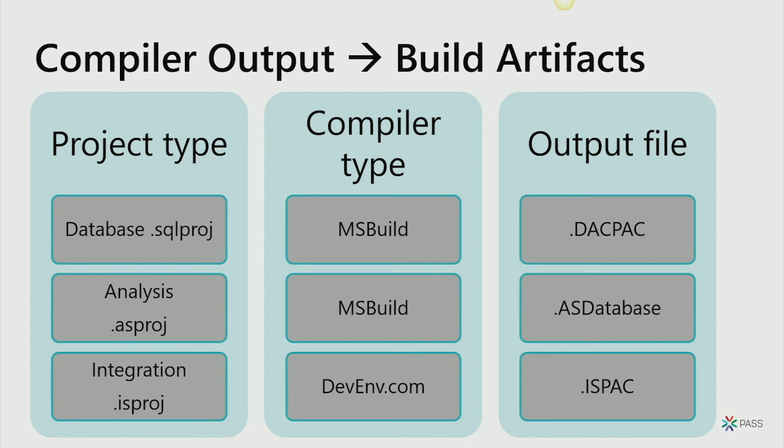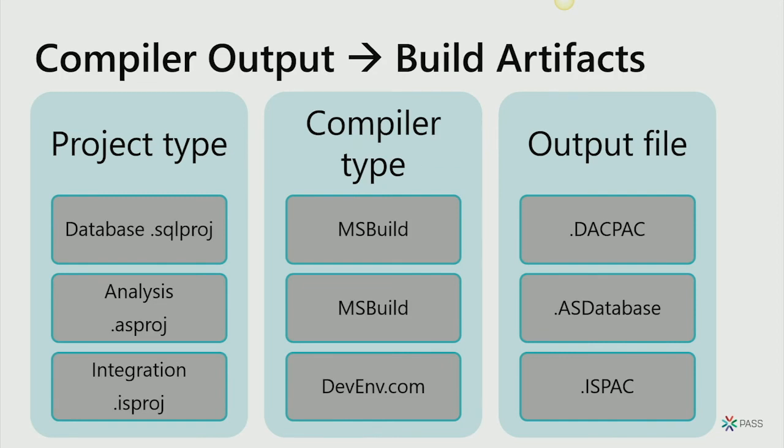Integration projects are not MSBuild compatible, so we have to use the command line of devenv.com, which is the Visual Studio executable, and it generates an IS-pack. And I tell you that because when we're looking at these build pipelines, I can't use the same task for compiling the integration project as I can for the other 2.